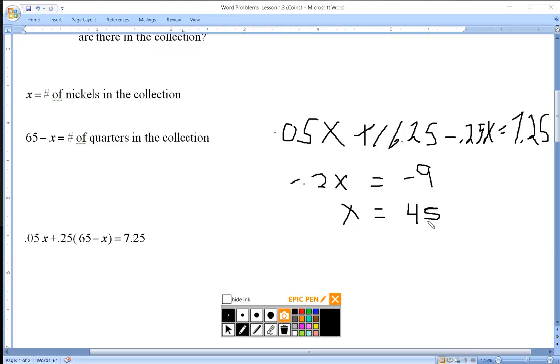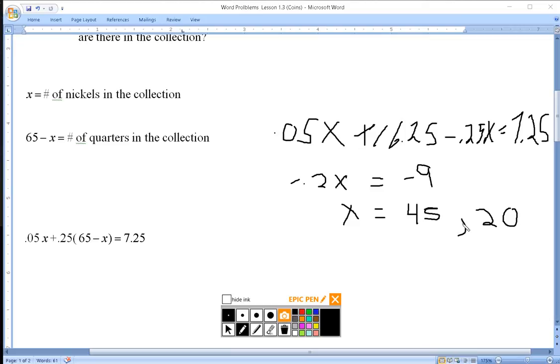Okay, so the solution to the problem, they asked us for the number of nickels, that's 45. Obviously, if they had asked for both the number of nickels and quarters, then you know there's 65 altogether. So 45 from 65 gives me 20. So in that case, you would say the number of quarters is 20. And you can easily check that if you go ahead and compute this out, the value is going to be 7.25.